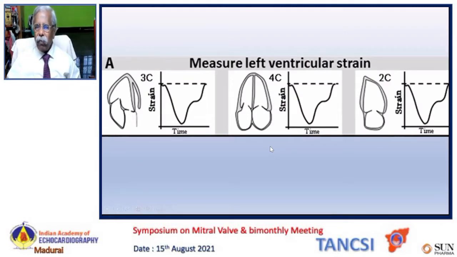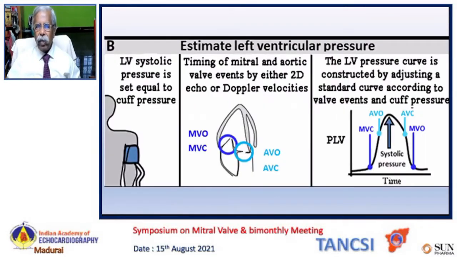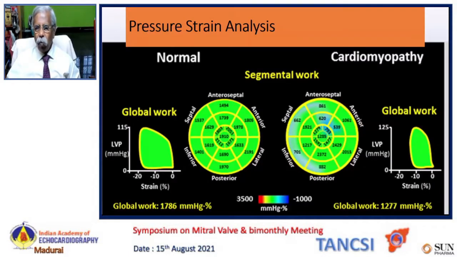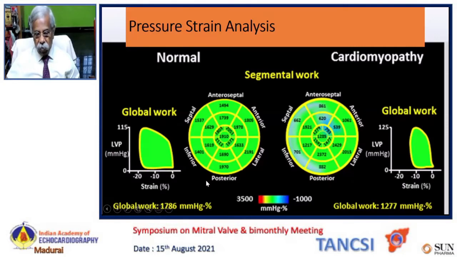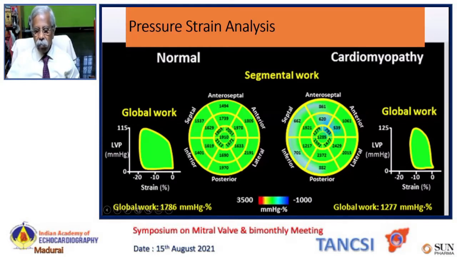Now, this measurement of left ventricular strain is very important for this calculation. When you add the blood pressure to that, you can have the myocardial work estimation. You can see here the normal global work, 1,786 millimeters of mercury percent. And this is in patients with cardiomyopathy, where it is markedly reduced.